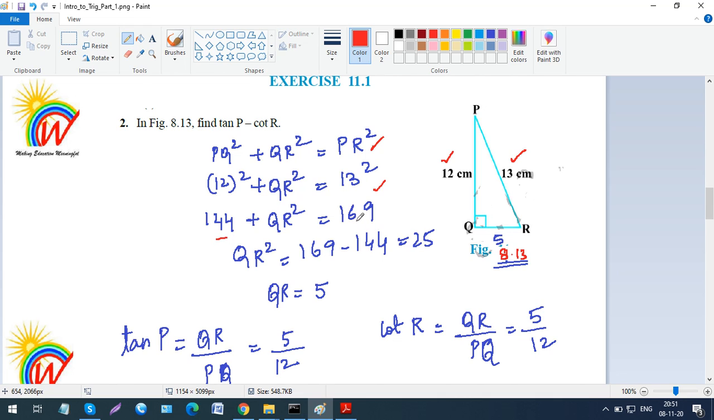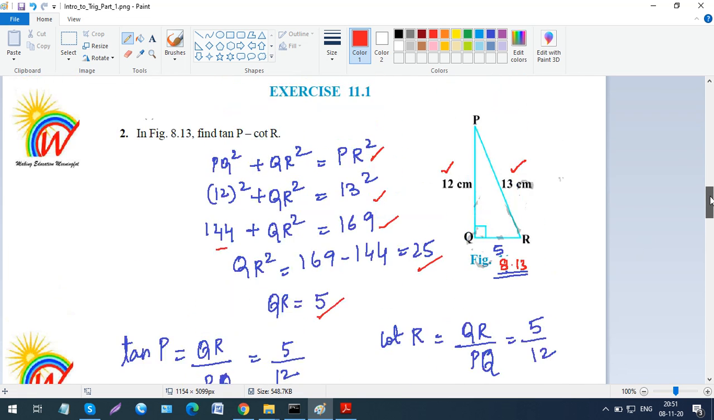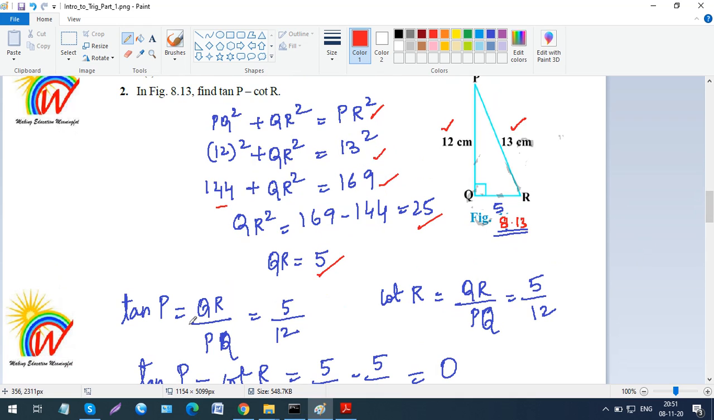Q plus QR square is equal to 169, and you get QR square is equal to 169 minus 144, which is 25. So QR is simply 5. That's what you're getting. Now you have to find out what is tan P.